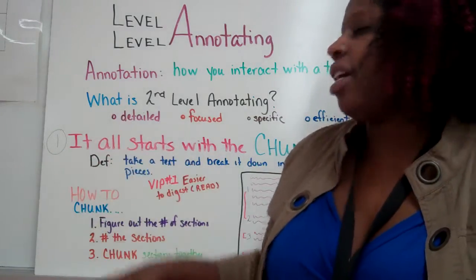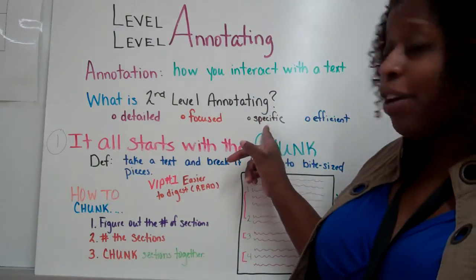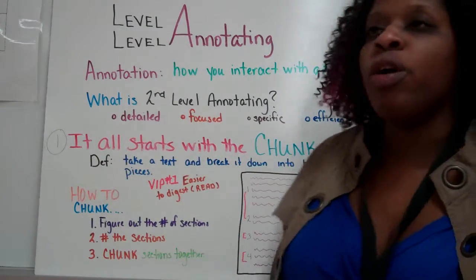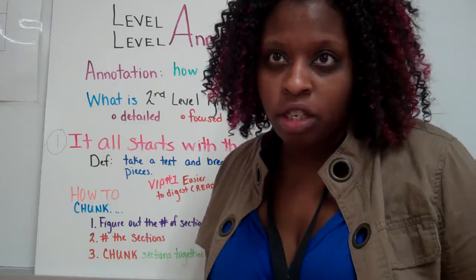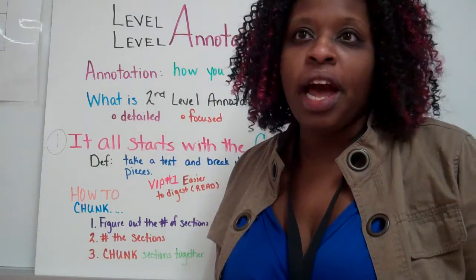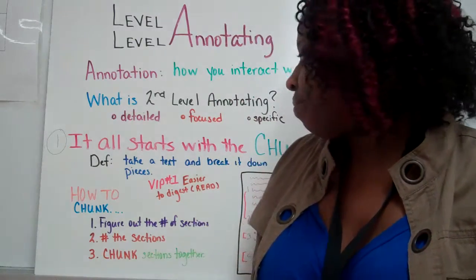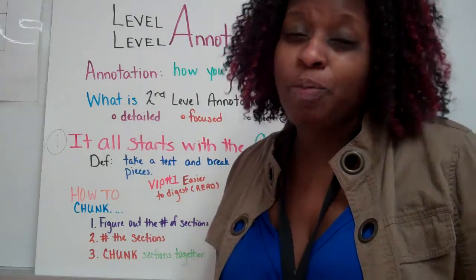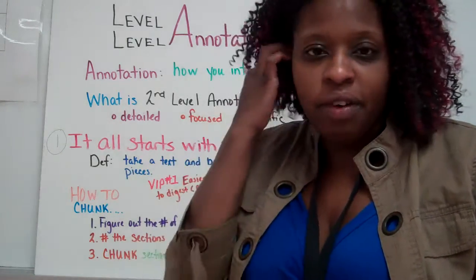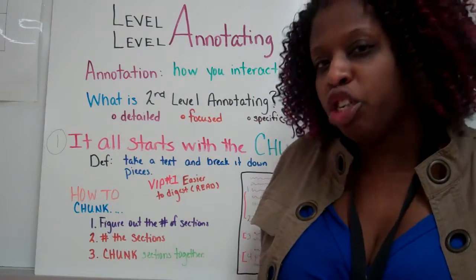So what is next level or second level annotating? Well, it's detailed annotating. It's more focused, it's very specific, and it's more efficient. It maximizes your time so that you're not wasting time on figuring out what to look for. You know exactly what to look for as you're reading. Now, there's basically 4 steps in second level annotating, and it all starts with the chunk.